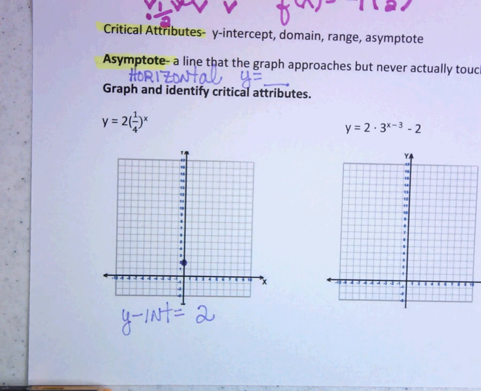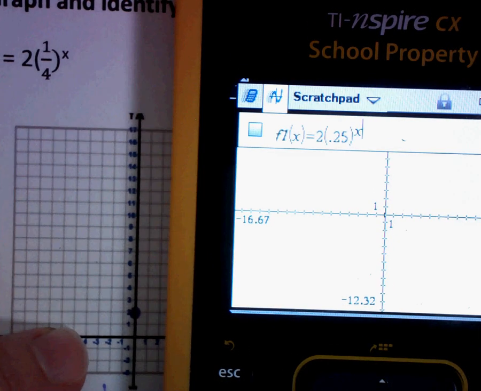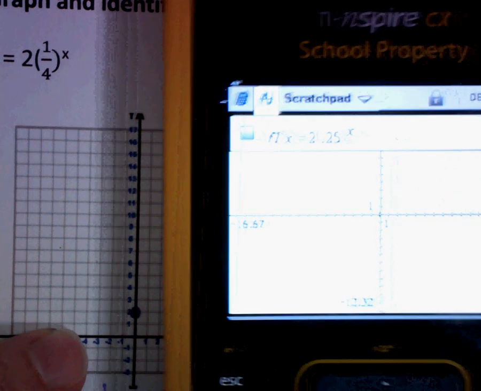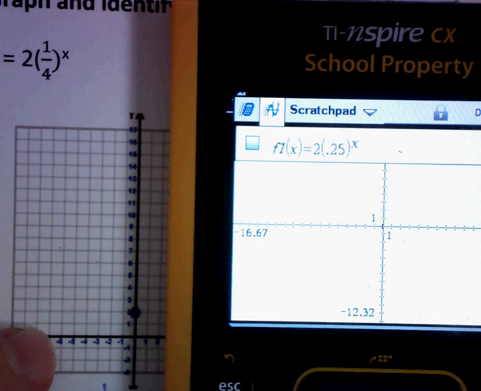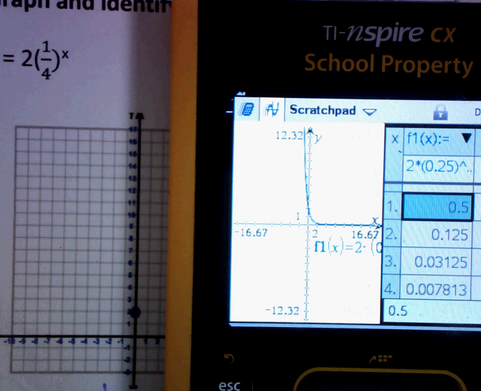Now I'm going to take our function and put it into my calculator. I'm going to turn my little lamp off so you can see it. Okay, there we go. I put 0.25 just because I didn't want to fool with the fraction 1/4. I'm going to hit enter just so we can see it. We see that this is decaying, but I want some actual points. So I'm going to pull up my table.